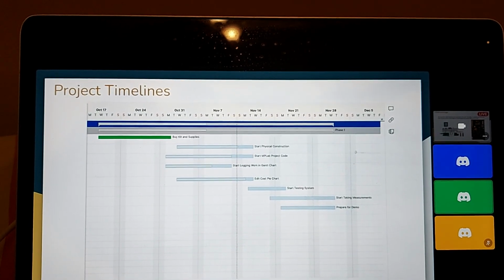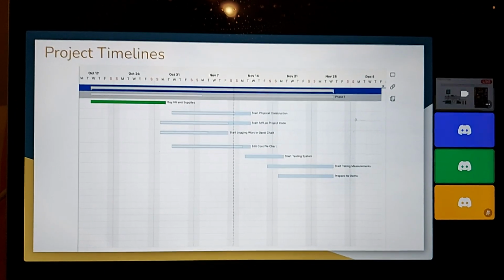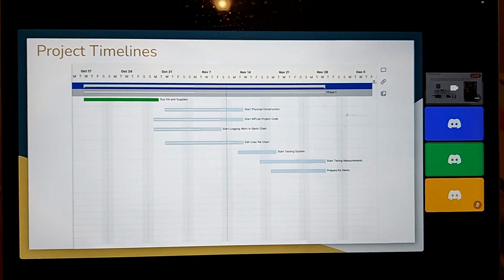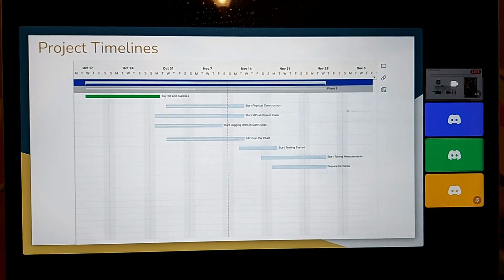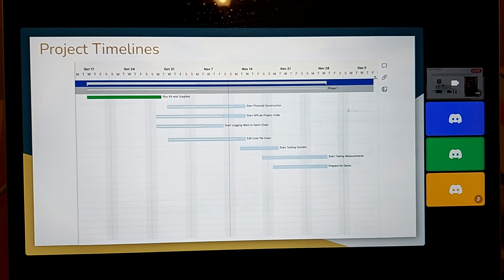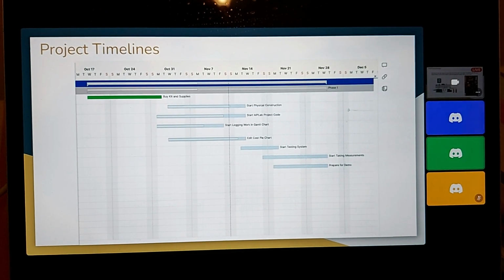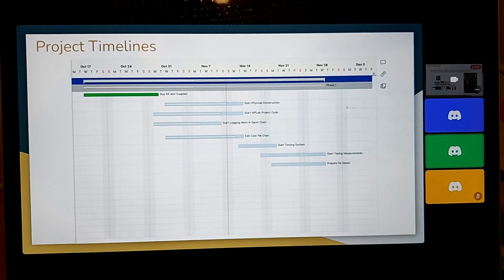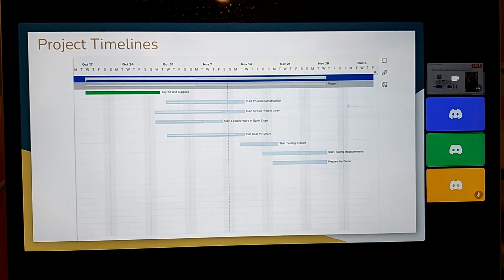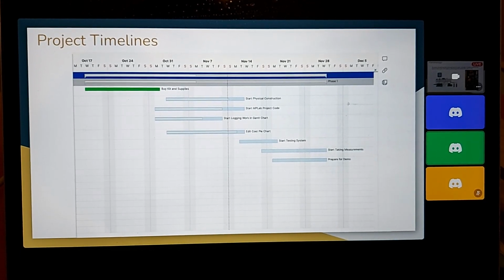We prepared for the demo, and after this week, once we get our kits back in my house, I plan on taking some measurements and recording the data in my house to see how the project actually works and how it will collect data.